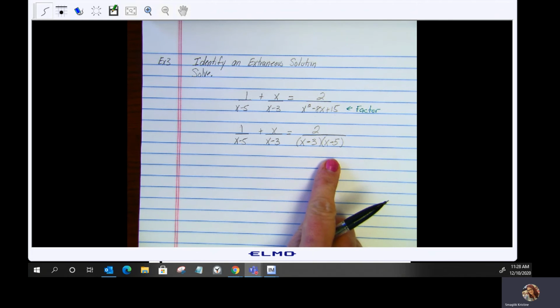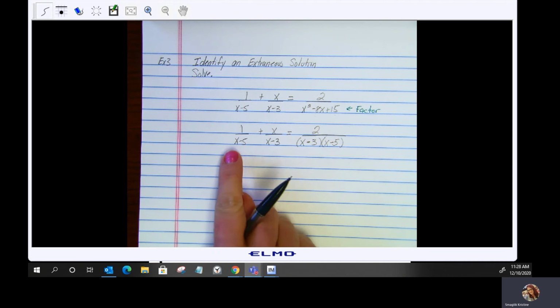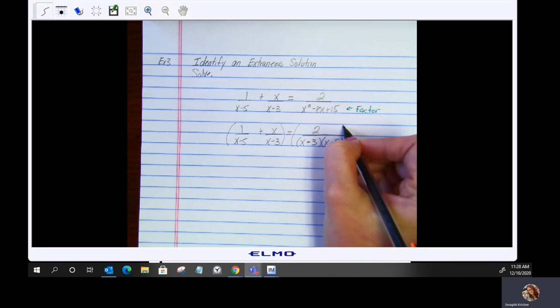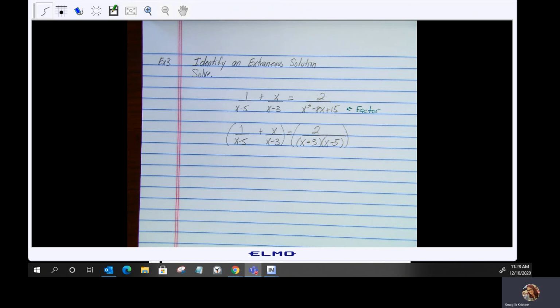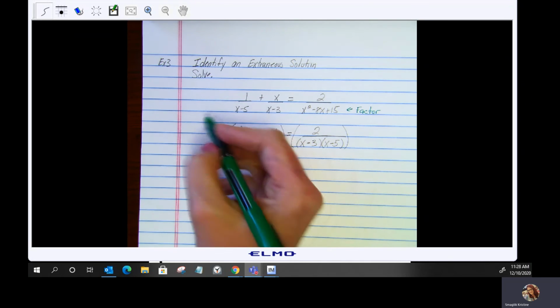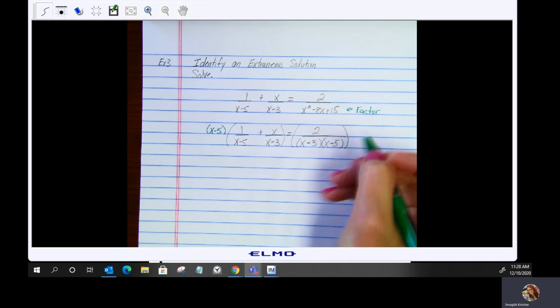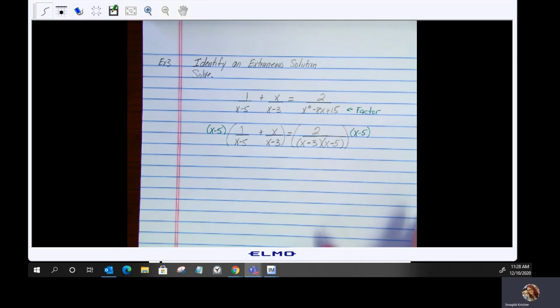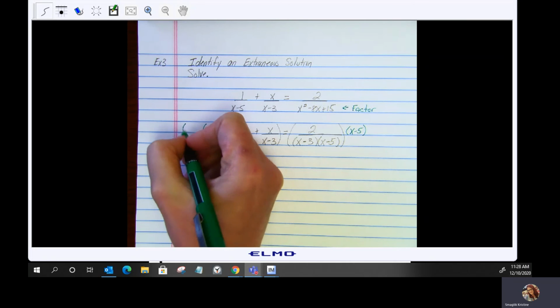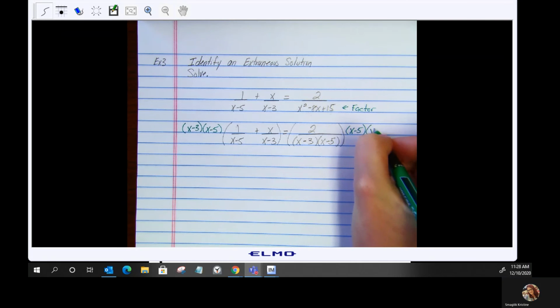So now I'm factored. Now I want to clear my denominator. So I know before, if I have something in the denominator and I want to get it out, I have to multiply both sides by whatever I'm trying to get rid of. I'm just going to go ahead and drop in another set of parentheses. So over here, I want to get rid of x minus 5. So that means I'm going to multiply both sides by x minus 5. I also want to get rid of this x minus 3. So I'm going to multiply both sides by x minus 3.